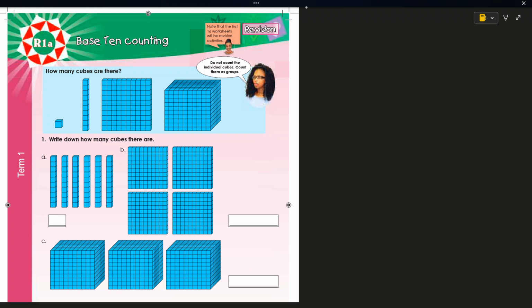Okay, welcome to this topic. The topic of today is base 10 counting. This is a grade 6 topic from the first part of the book. Okay, let us start.